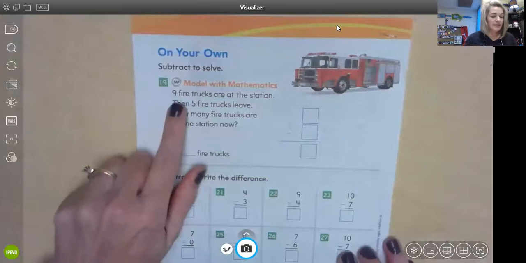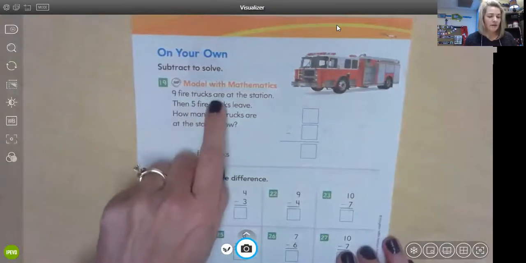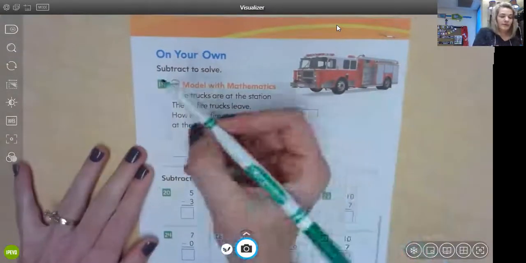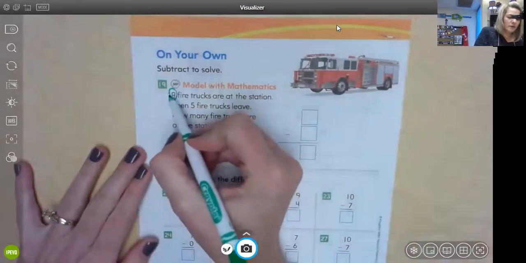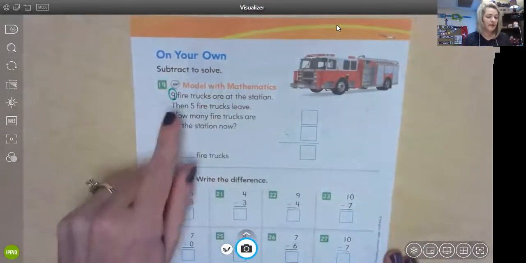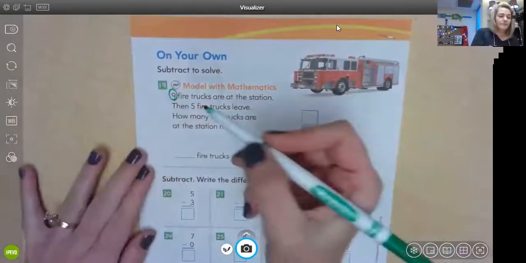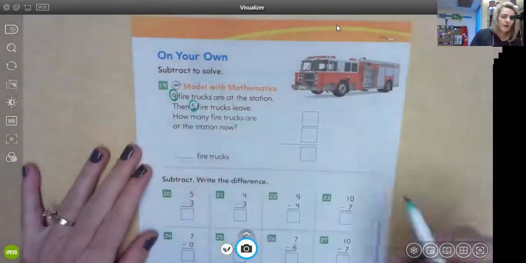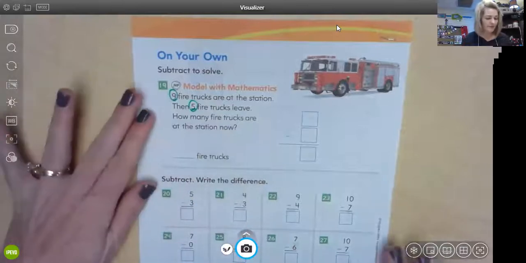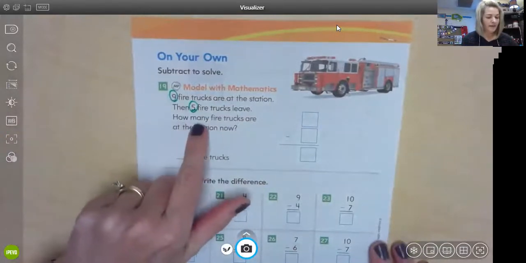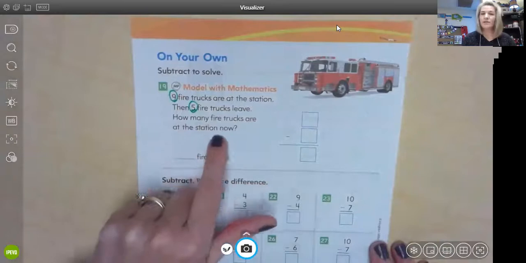And the equation says 9 fire trucks are at the station. That's a lot of fire trucks. We're going to circle the number 9. Then 5 fire trucks leave. We're going to circle 5. Those are the ones that took off and left the fire station. How many fire trucks are at the station now?